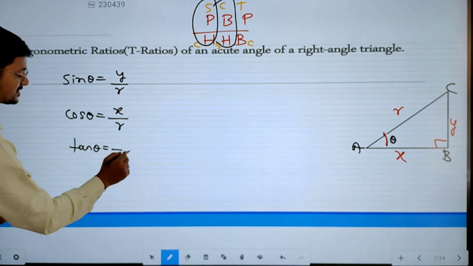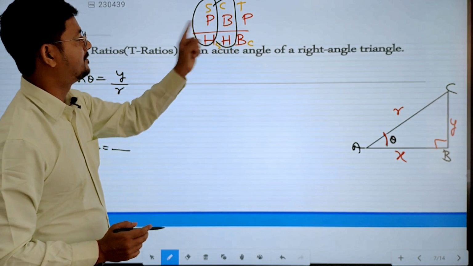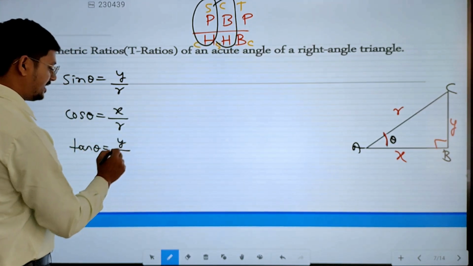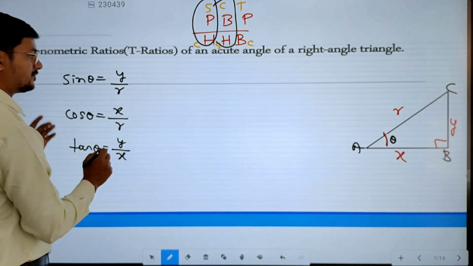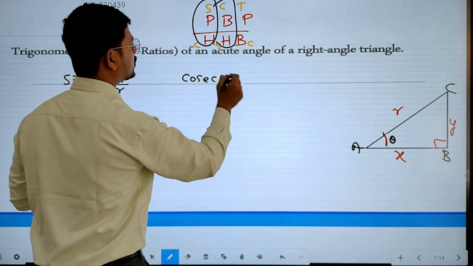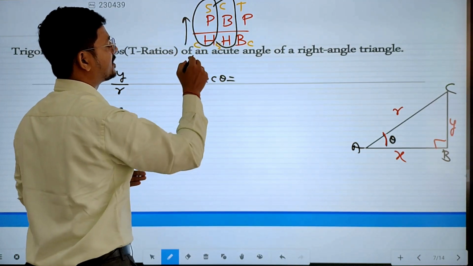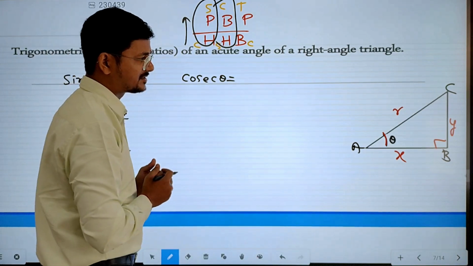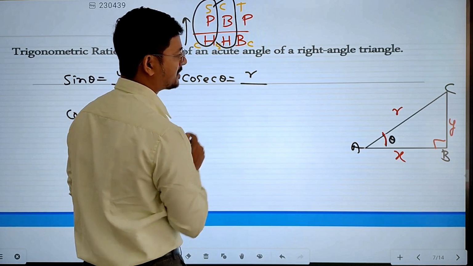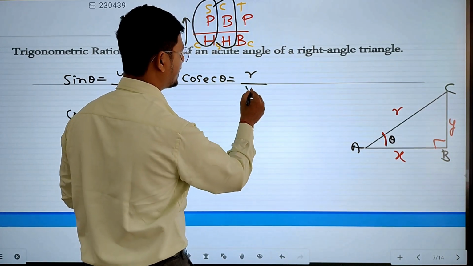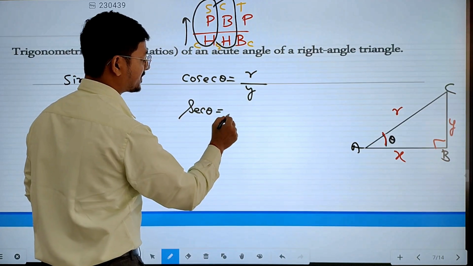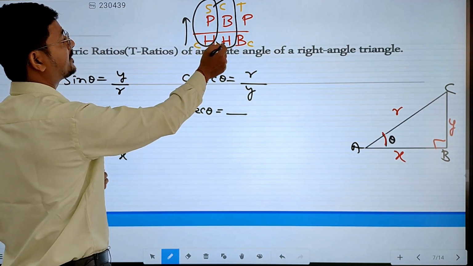Now the third trigonometric ratio is tan theta. Tan theta is the ratio of perpendicular and base. Perpendicular is the side opposite to theta, that means Y, and base is X. Now the fourth trigonometric ratio is cosec theta. Cosec theta is the ratio of hypotenuse and perpendicular. Now we will take it in the reverse order: hypotenuse and perpendicular. Hypotenuse is the side opposite to the right angle, that means R, and perpendicular is the side opposite to theta, that means Y. Now the fifth trigonometric ratio is sec theta. Sec theta is the ratio of hypotenuse and base.